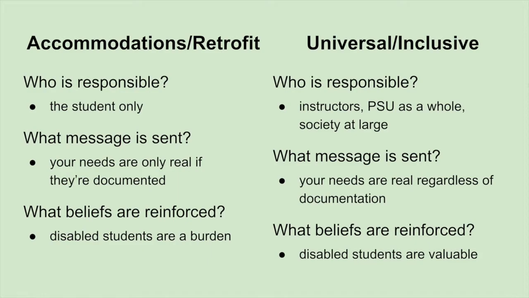But the accommodations approach sends the message that only individual students with medical documentation can have accessibility needs. And who has the easiest access to documentation? White, wealthy, visibly disabled people. This individualized process ultimately reinforces the belief that disabled students and disability as a whole are a burden to the university.